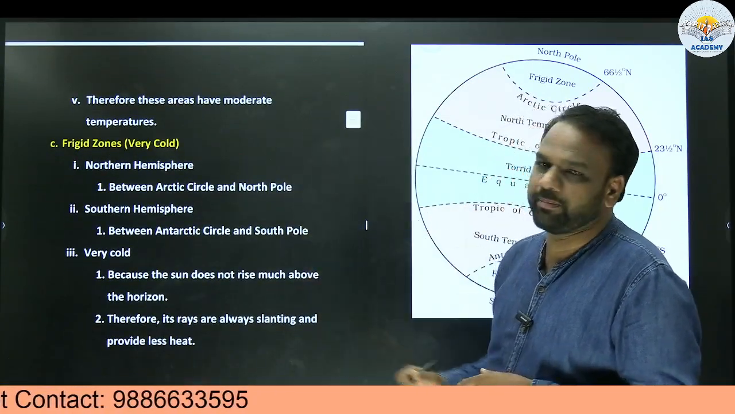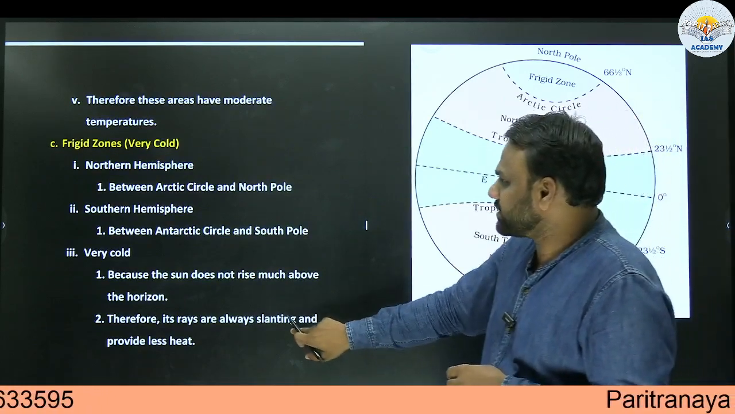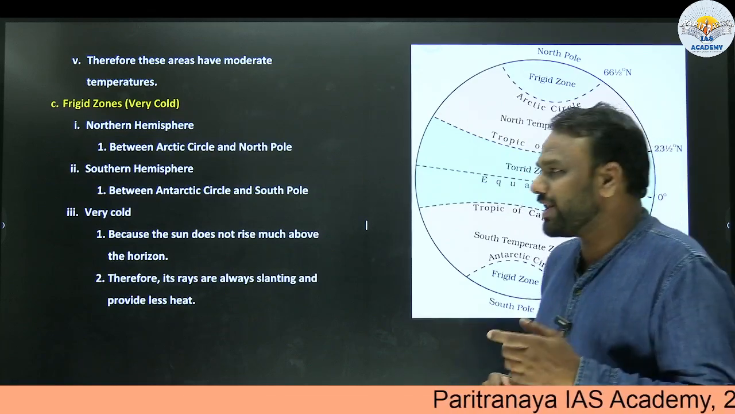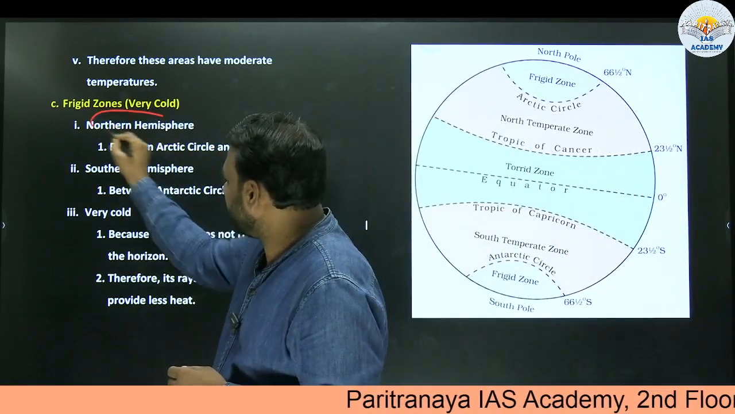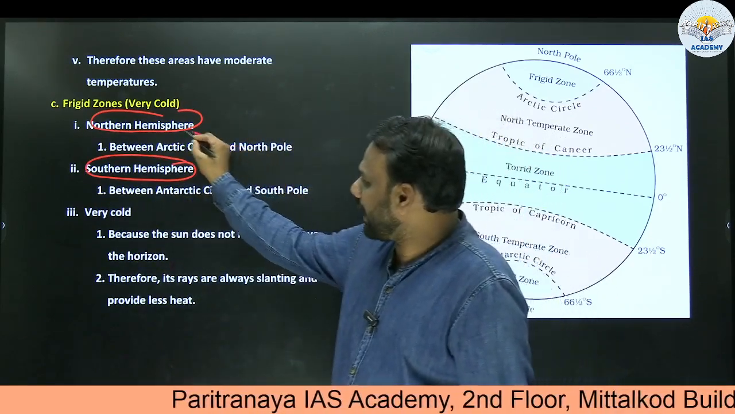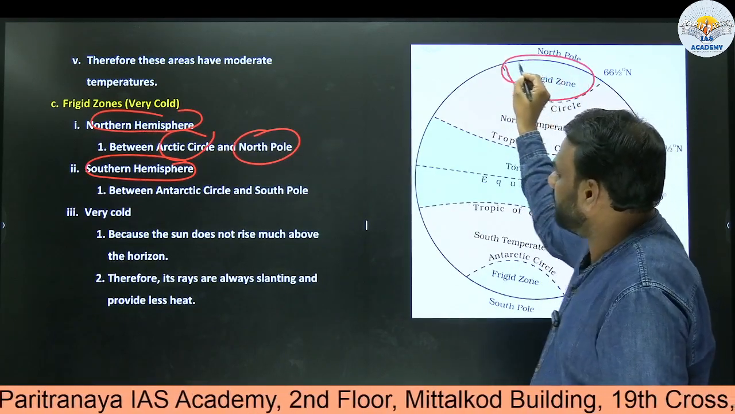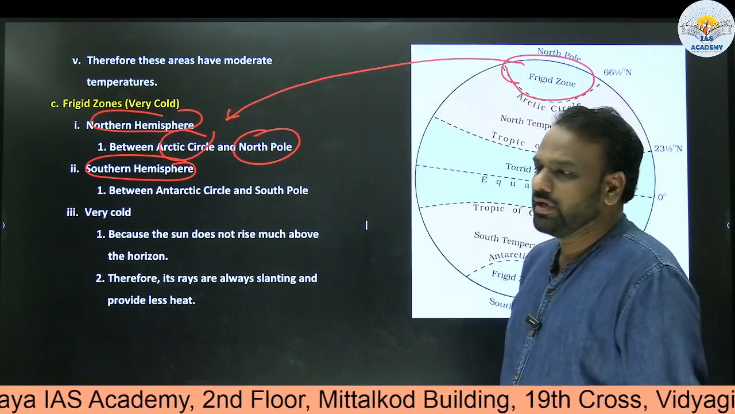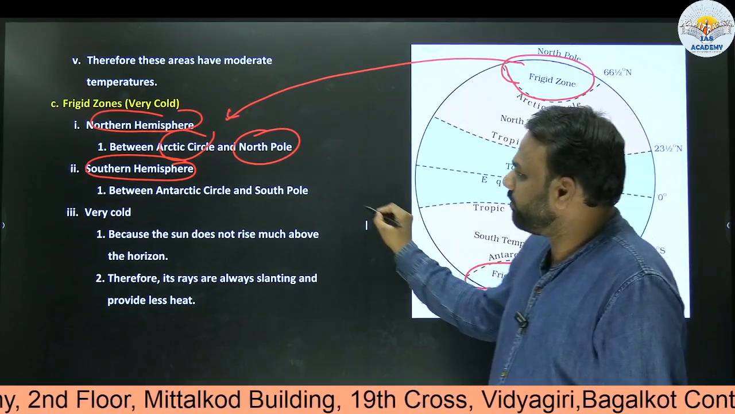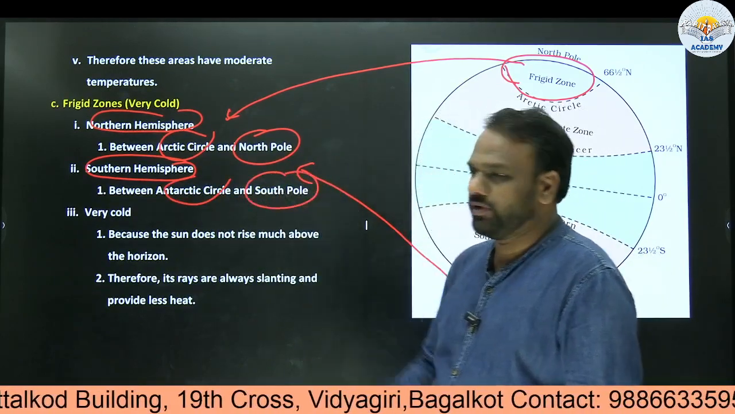Therefore, these areas have moderate temperatures compared to the torrid zone. Next, frigid zones. Frigid zones are very cold. They are located in both the northern and southern hemispheres. In the northern hemisphere, between the Arctic Circle and the North Pole. Similarly, in the southern hemisphere, between the Antarctic Circle and the South Pole, very cold.